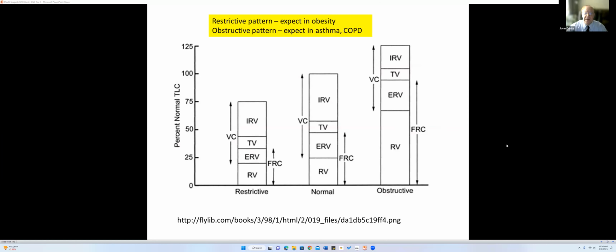So remember that we also have restrictive patterns in obesity because of the mass of the chest wall, and we have obstructive patterns, especially in asthma and chronic obstructive pulmonary disease. So these various patterns may change depending on whether they have restrictive, normal, or obstructive disease.